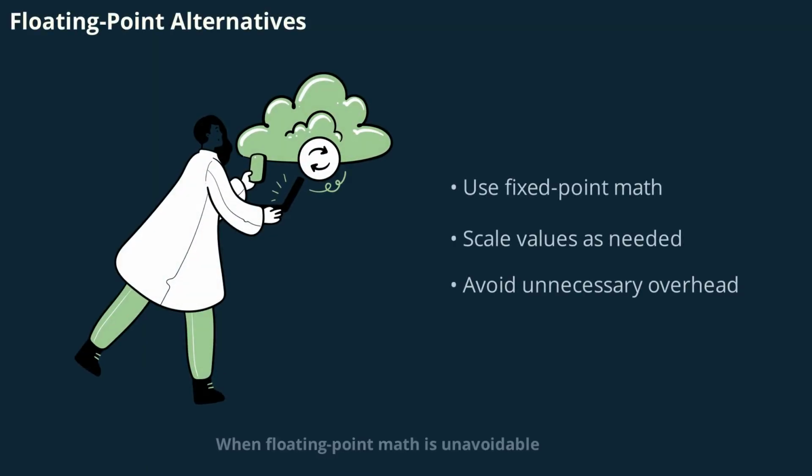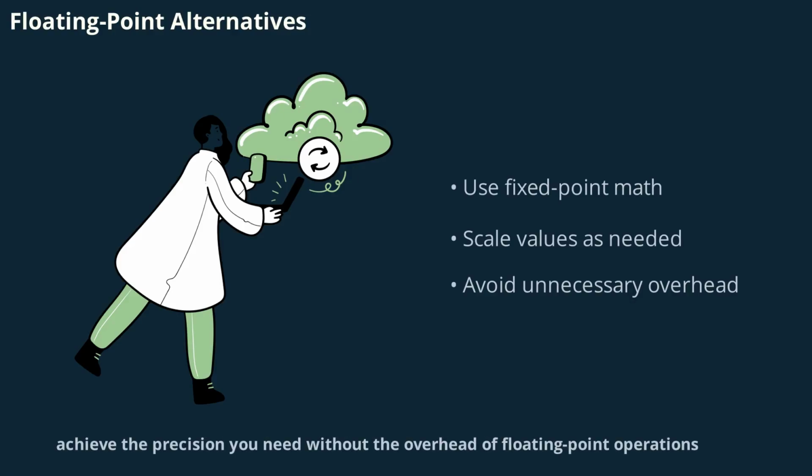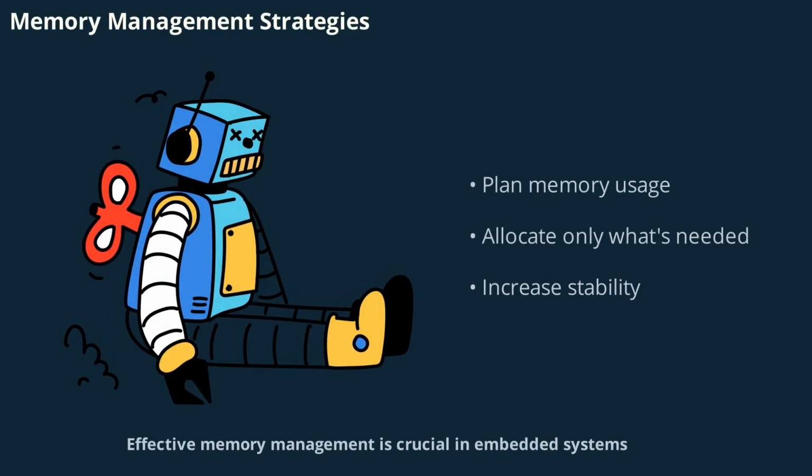If floating point math is unavoidable, consider using libraries or hardware support if available. However, for most embedded applications, fixed-point arithmetic is sufficient and much more efficient. Learn to scale your values and work with integers to achieve the precision you need without the overhead of floating-point operations.